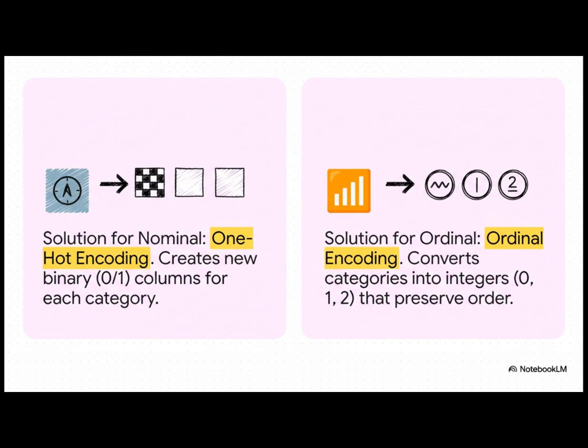For that nominal data, the regions, we use something called one-hot encoding. This basically creates a new yes-no column for each region. Is it north? 1 for yes, 0 for no. Simple. But for the ordinal data, we use ordinal encoding, which is much smarter. It maps low, med, and high to numbers like 0, 1, and 2, which keeps that super important ranking intact.